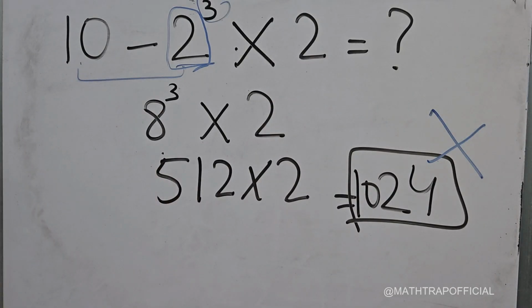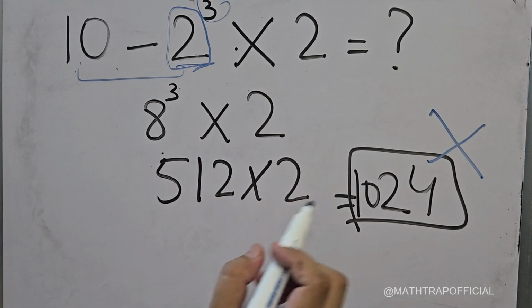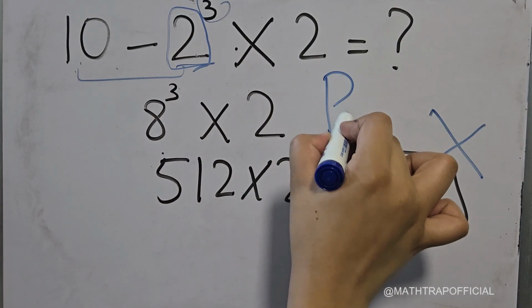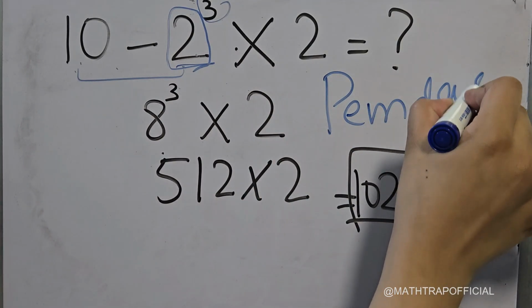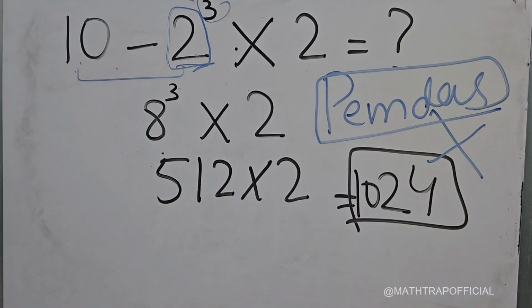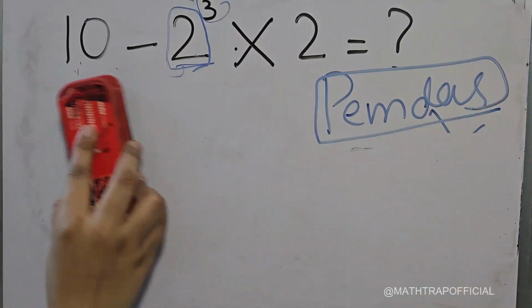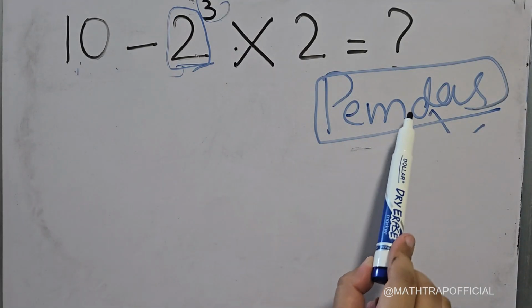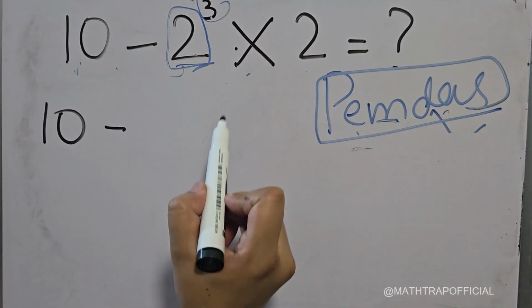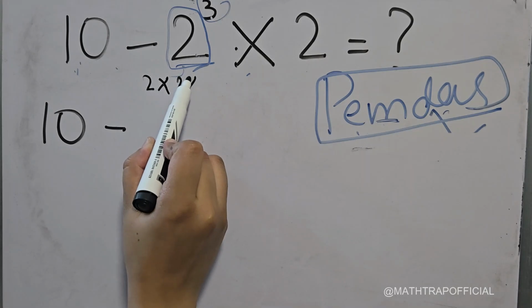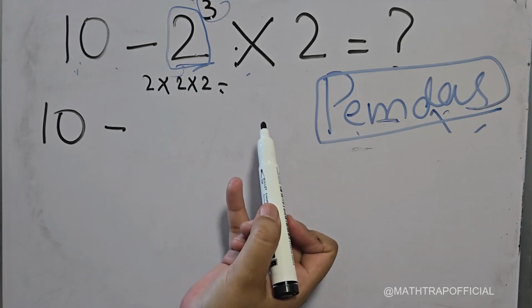The first mistake we made here was that we ignored the PEMDAS rule, which says you have to solve the exponent first and then you go to the operators. So whenever you see the exponent, which is 2 power of 3, that is 2 multiplied by 2 multiplied by 2, which comes to 8. So 10 minus 8 multiplied by 2.